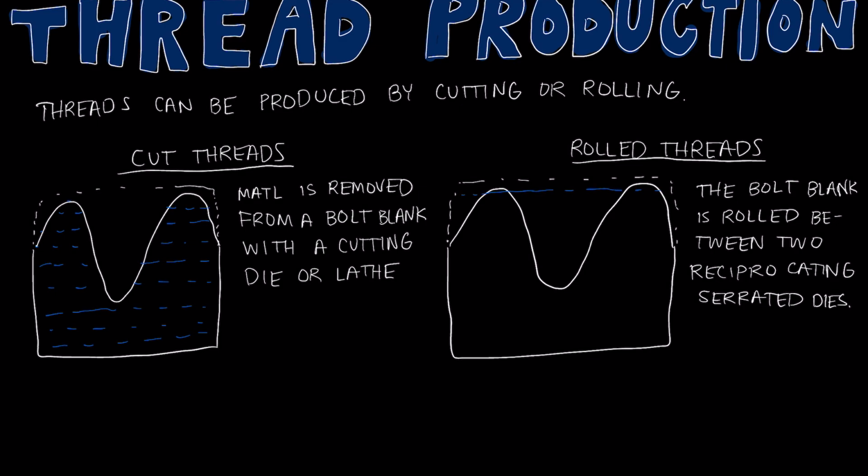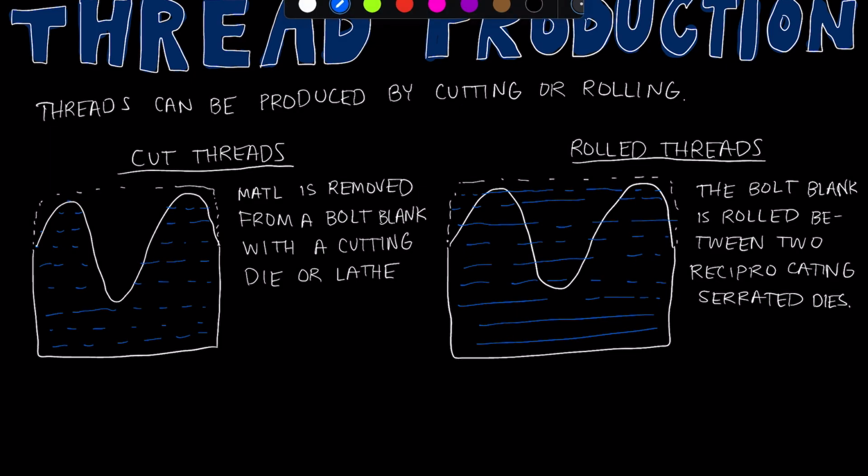So I have these planes of material from the original blank. Okay, but now when I roll that blank between the two reciprocating serrated dies, what I'm doing is compressing this material, particularly down here where we're compressing down to the root of the thread. And so now my material is going to follow the shape of the thread.